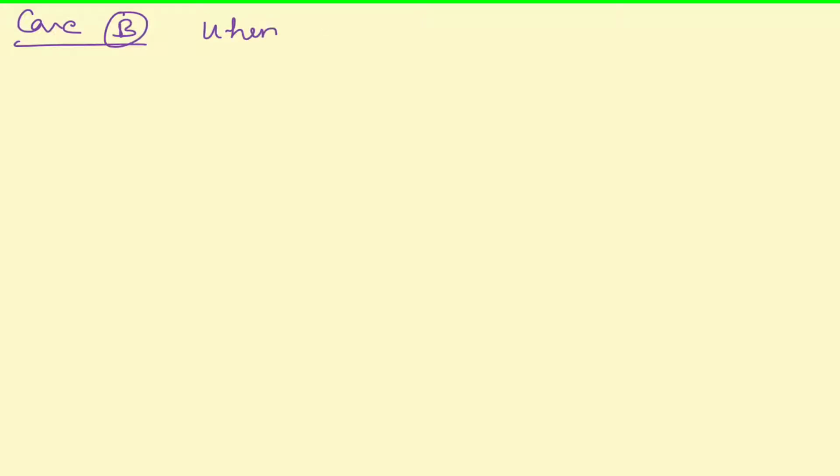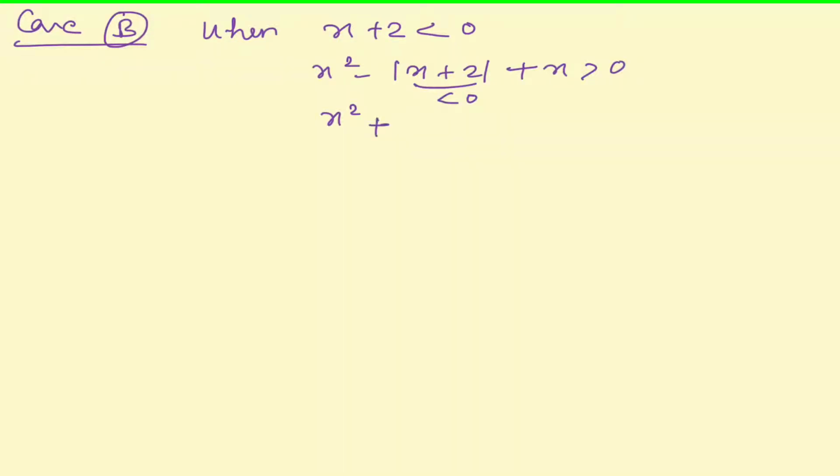When x plus 2 is less than 0, in that case we have x square minus mod of x plus 2 plus x greater than 0. Since x plus 2 is less than 0, the modulus will open with a negative sign, that is nothing but x square plus x plus 2 plus x greater than 0, that is x square plus 2x plus 2 greater than 0.